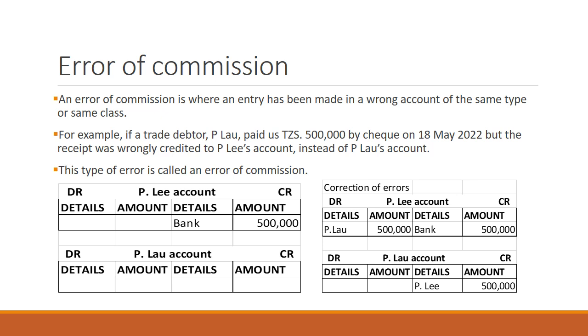So in this case, both are our debtors, but the correct account was P-Lau account. On the left-hand side, we have the amount entered in P-Lee account instead of P-Lau account. So to correct this error, we have to deduct it from P-Lee account and the corresponding amount be given to P-Lau account.